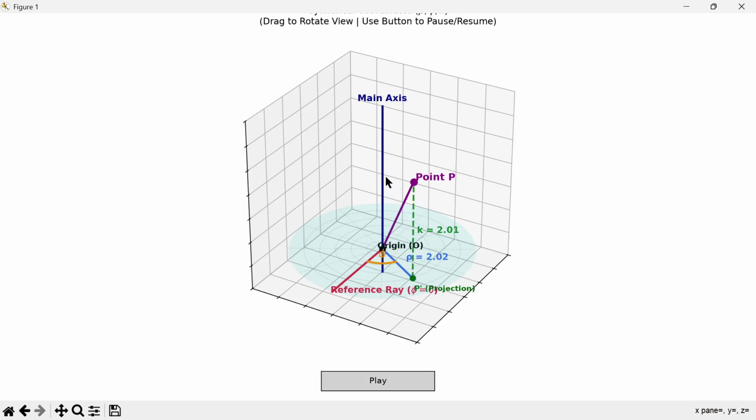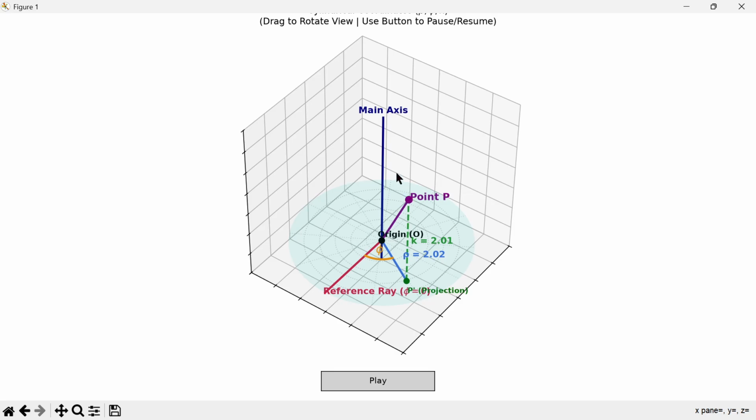Rho is the shortest distance from the main axis. If we have a point P, this is our general point, rho is the shortest distance from P to the main axis. That would be this line, the perpendicular, the blue line.